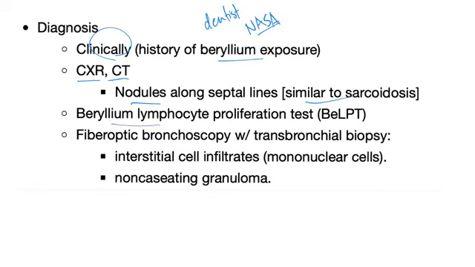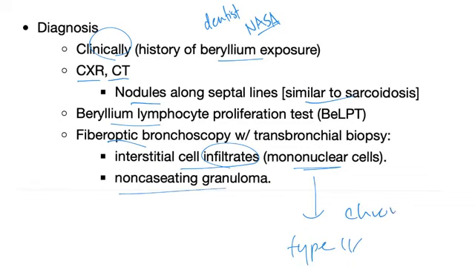Beryllium lymphocyte proliferation test. You can do this test to diagnose it. Fiber optic bronchoscopy with transbronchial biopsy will show interstitial cell infiltrate. This is mononuclear cell because this is a type 4 hypersensitivity reaction. And of course, a non-caseating granuloma, as you know. And of course, sarcoid is also going to have non-caseating granuloma.